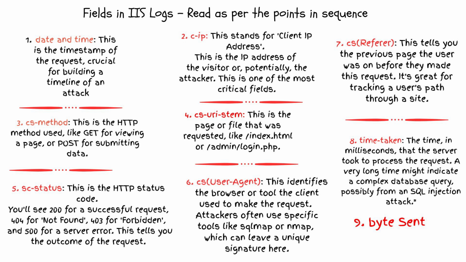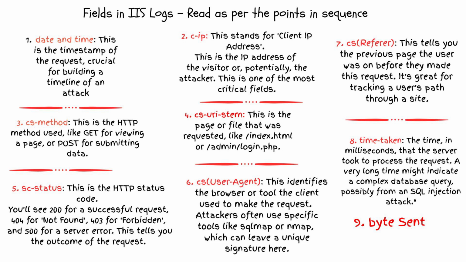Next is sc-status. This is the HTTP status code. You'll see 200 for a successful request, 404 for not found, 403 for forbidden, and other HTTP server response codes. So, this tells you the outcome of the request.